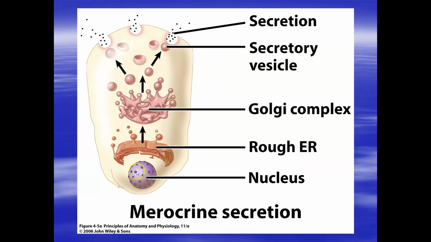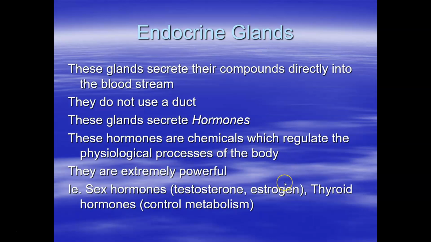So you can see again, here's your nucleus, your rough endoplasmic reticulum, your Golgi complex or apparatus, and then these secretory vesicles migrate to the apical surface, where through exocytosis the compound is released out into the duct. Now, endocrine glands are slightly different. So exocrine glands had a duct system, and they were releasing their products out onto the apical surface.